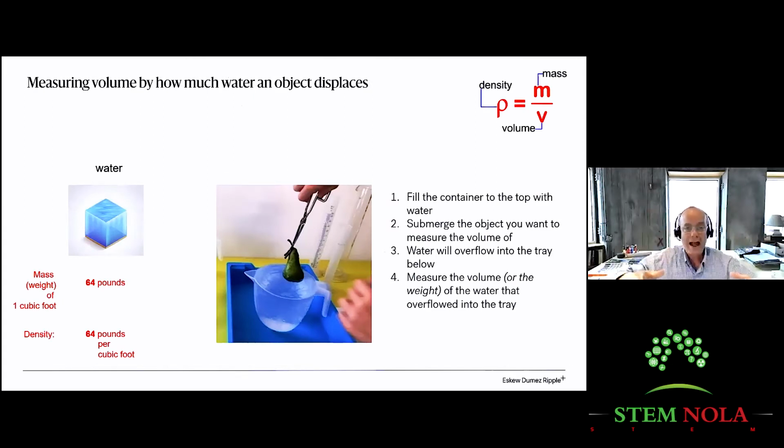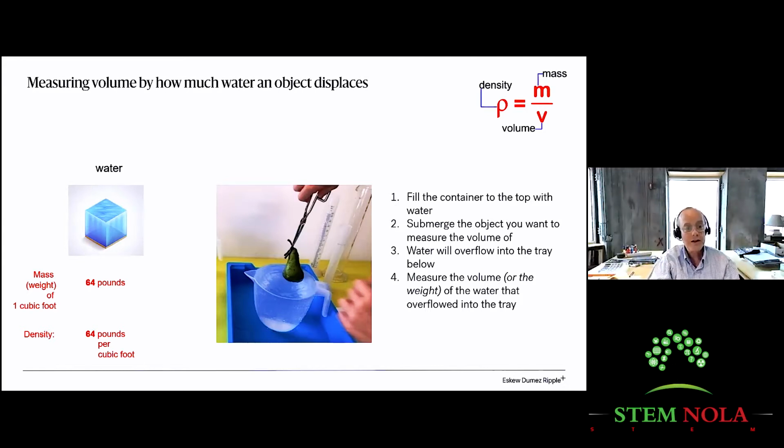displaced, meaning pushed out. So if you take a big cup of water and you fill it up right to the brim, and then you take some oddly shaped thing, in this case a little tiny pear, and you push it down in the water, the volume of that pear is exactly the quantity of water that spills out the brim. And you can measure the volume of water that fell into that tray, or you can measure the weight of the water and just weigh it.